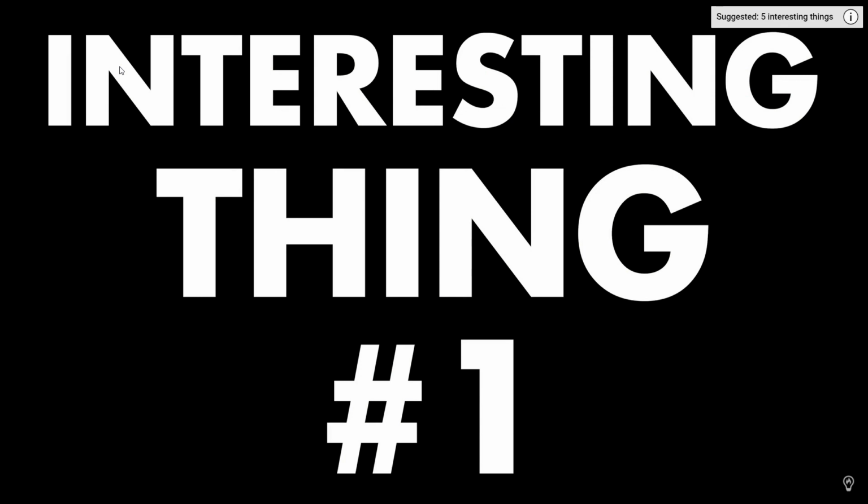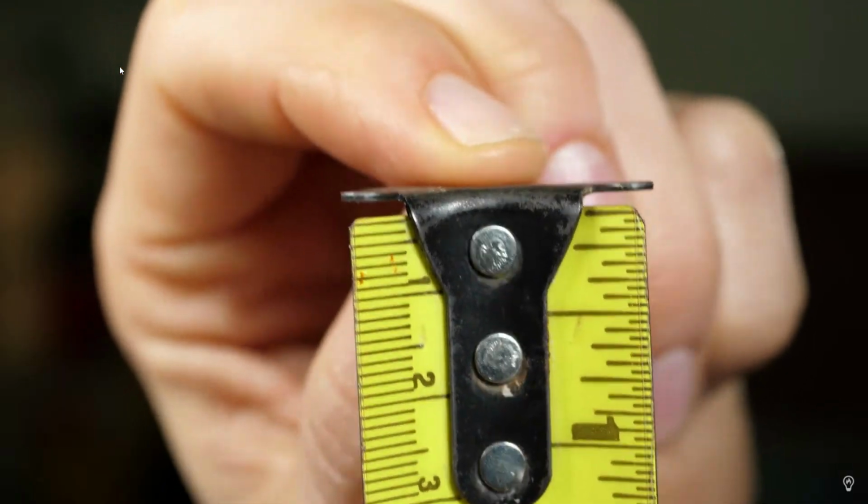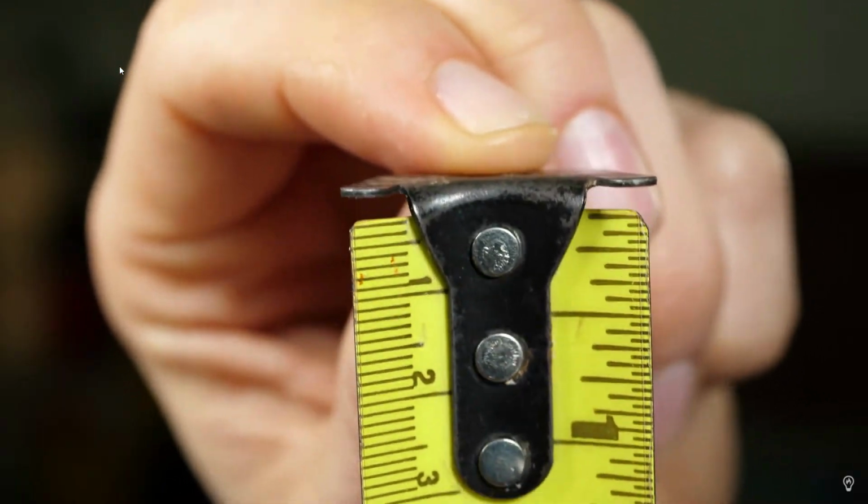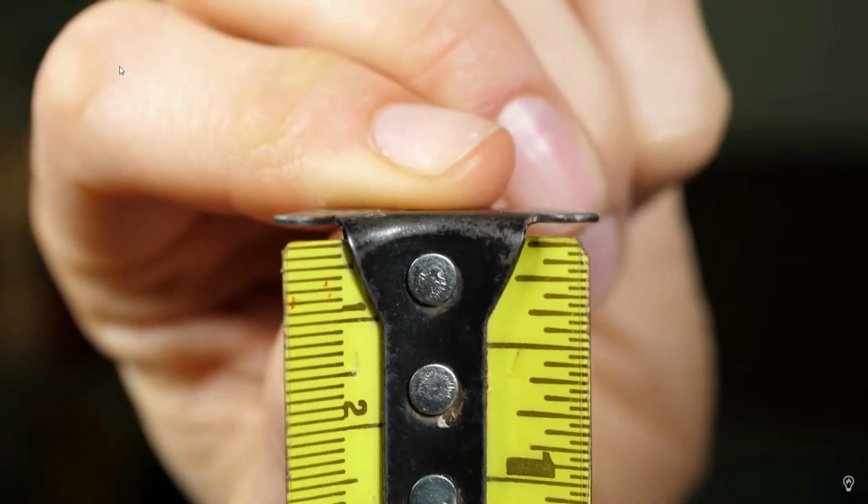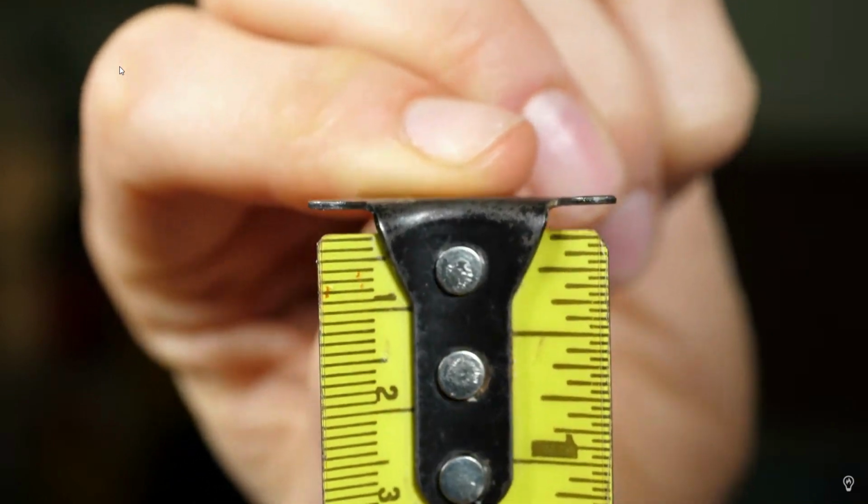Right, interesting thing number one is about tape measures. Have you ever noticed that tape measure manufacturers seem incapable of creating nice sturdy tabs that don't move around? Like, look at the horrible wobble on this one. Surely we've perfected the riveting process to the point where we don't have to suffer these mechanical failures.